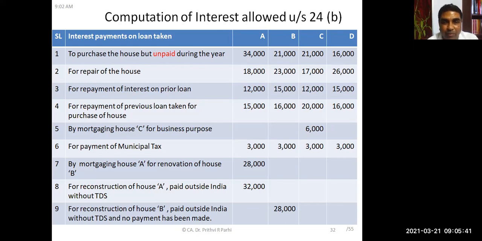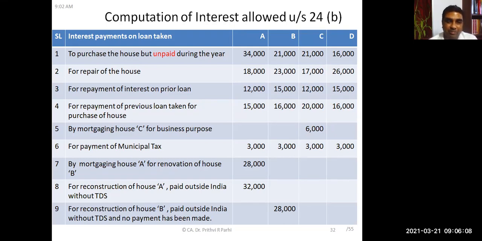Okay. 1, 2, 3, 4. Point 5, can you read? By mortgaging house C for business purpose. This house C is mortgaged and interest is 6,000 rupees. And it's a business purpose. Loan is taken for business purpose. You have to decide whether this is allowed or not under the head income from house property, whether this interest will be allowed or not.